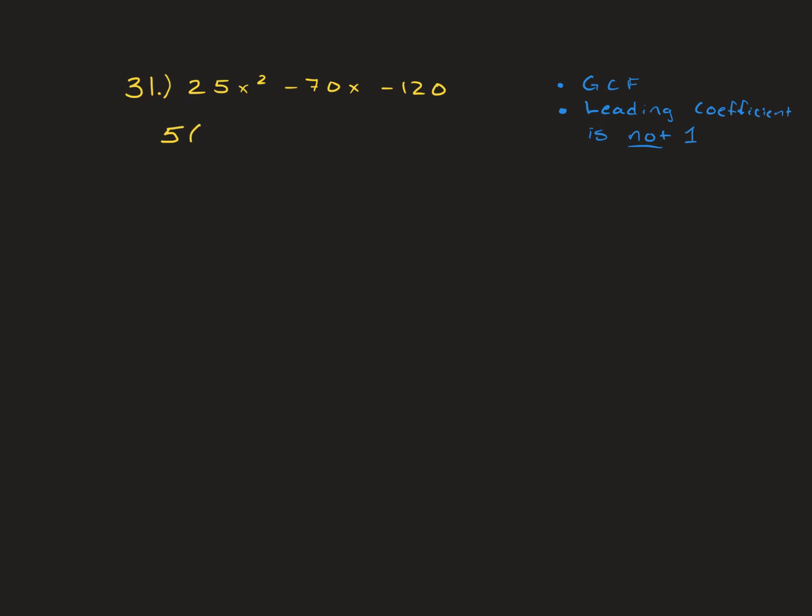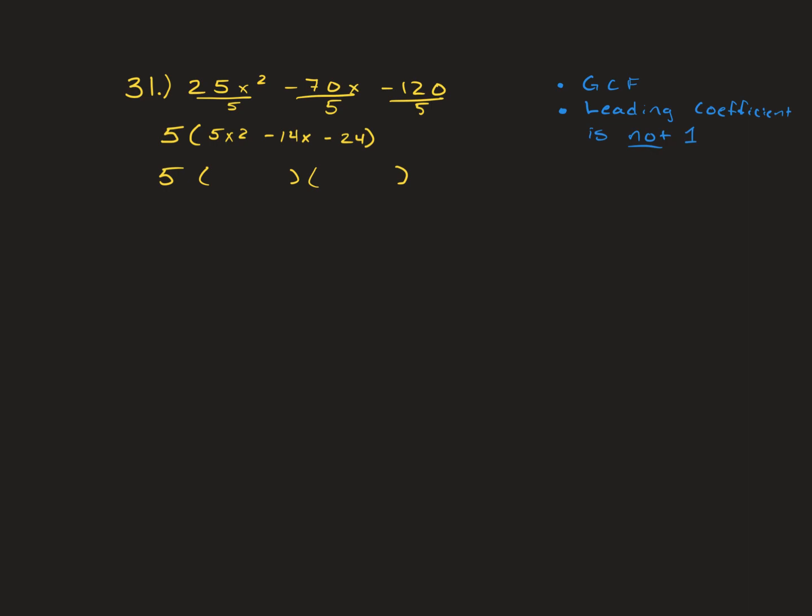So if I were to divide everything in there by 5, I would have 5x squared. Negative 70 divided by 5 is going to be negative 14x. And then negative 120 divided by 5 gives me negative 24. So I still have that 5 out front. I do need to factor what is in parentheses, and I'm going to use my guess and check method again.